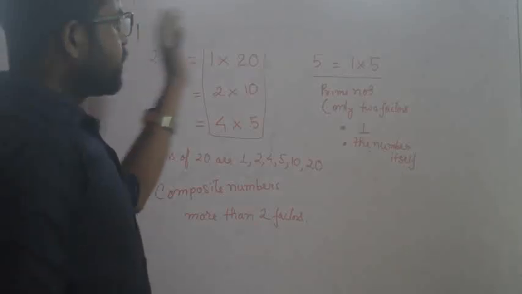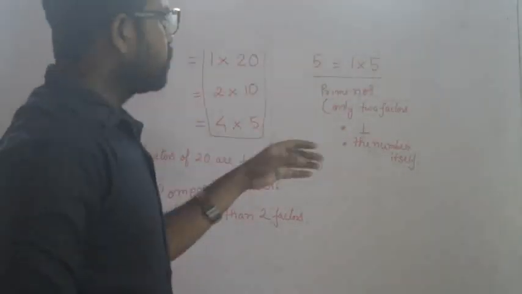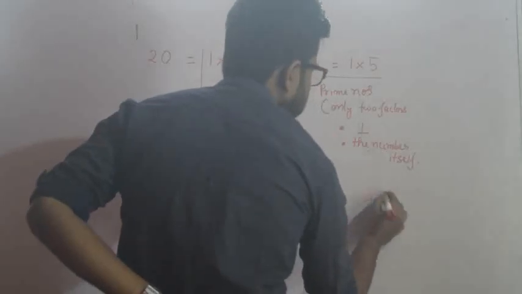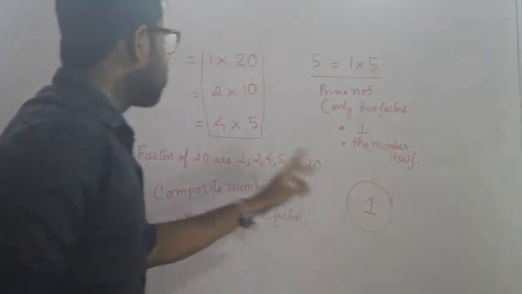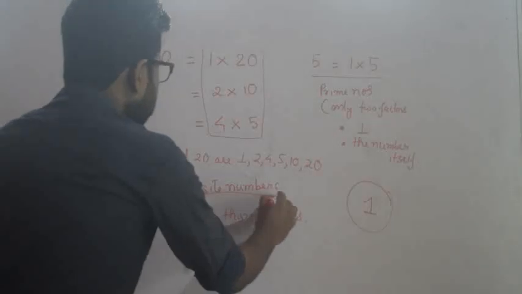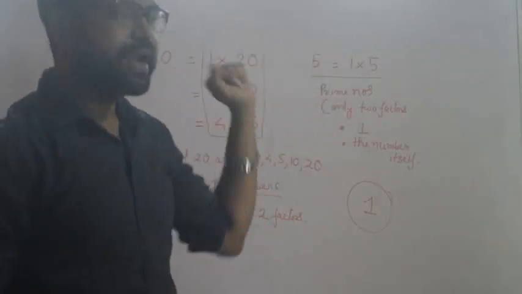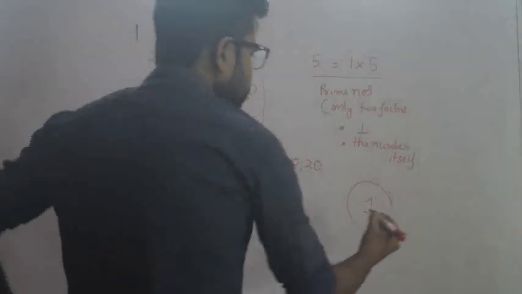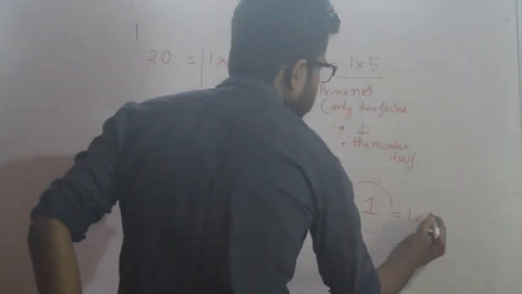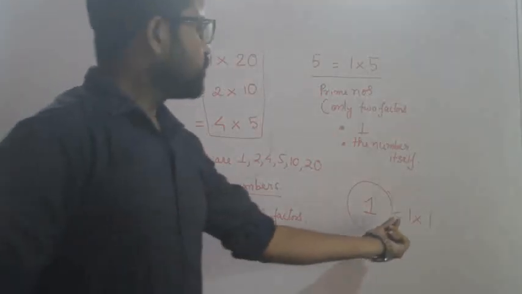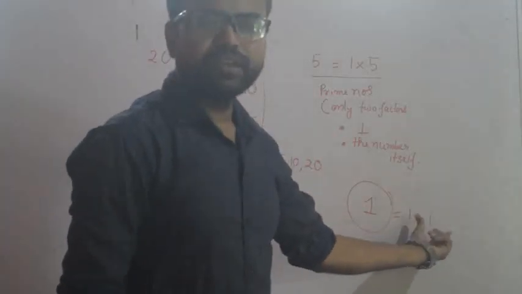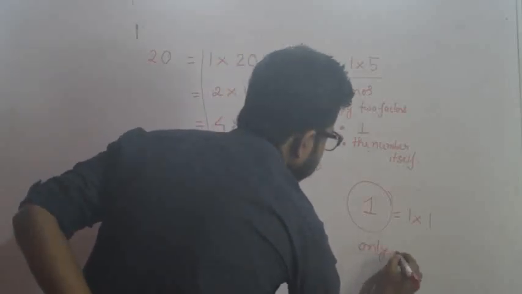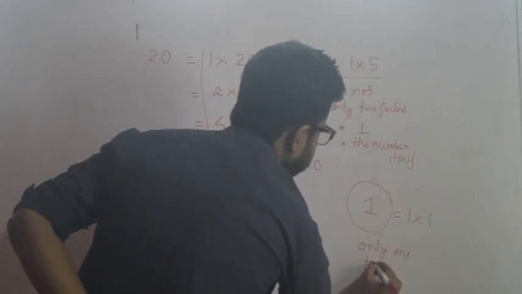Now, coming back to prime numbers. You might be stuck with the number 1. Will 1 be considered as composite or as prime? If you try to express 1 as a product of factors, you can write only 1 into 1. These two are not different numbers, they are the same number. That means 1 has only one factor.